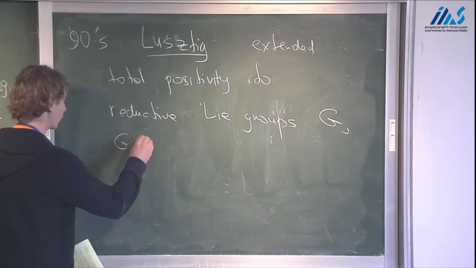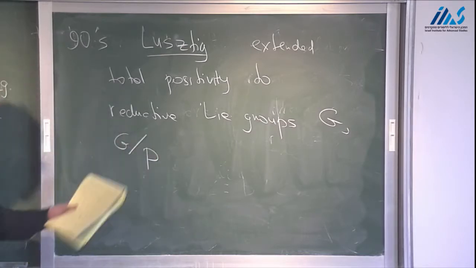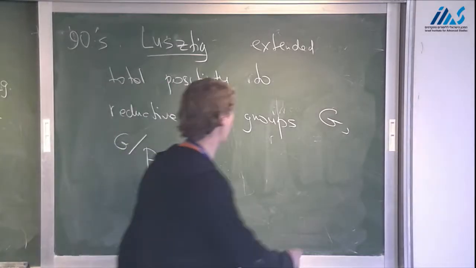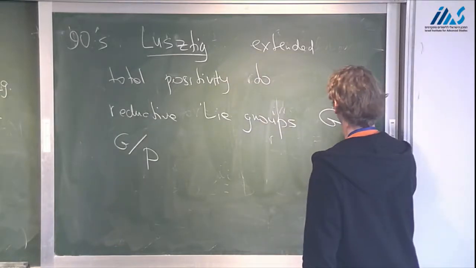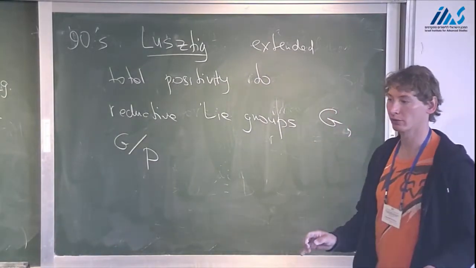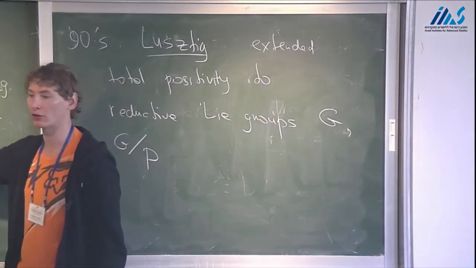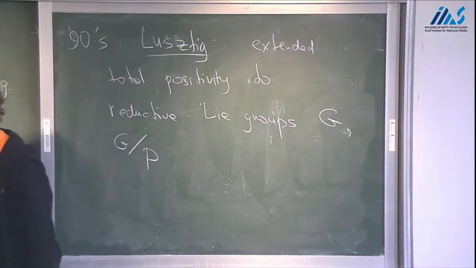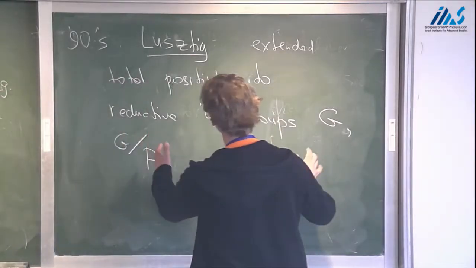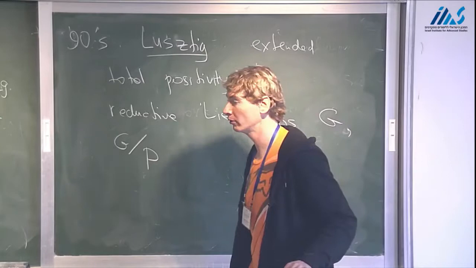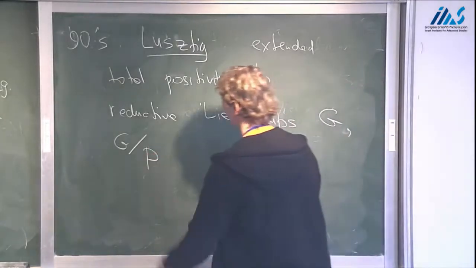Again, I'm not going to explain what these things are, but there are some things which are called in Lie theory G mod P. He defined the totally positive part of these things. And his definition is based on Lie theory. In order to understand the definition for matrices, you don't need to know much except the definition of determinant. But in order to understand Lustig's definition, you really need to know Lie theory. You need to take at least one class in Lie theory. So it's kind of a Lie theoretic approach.